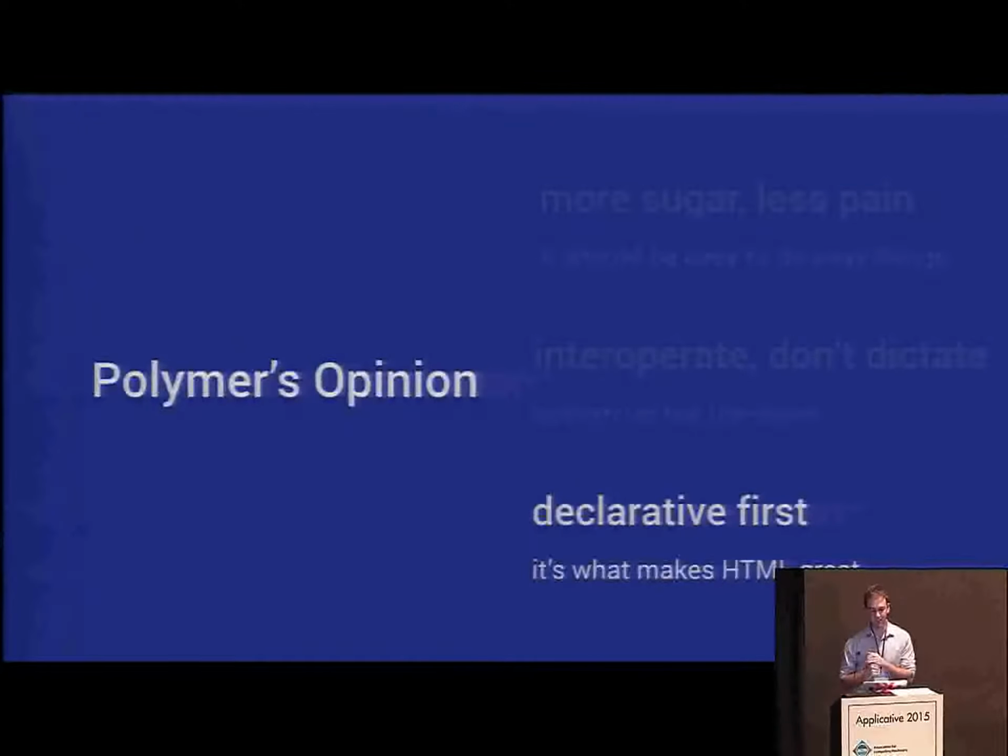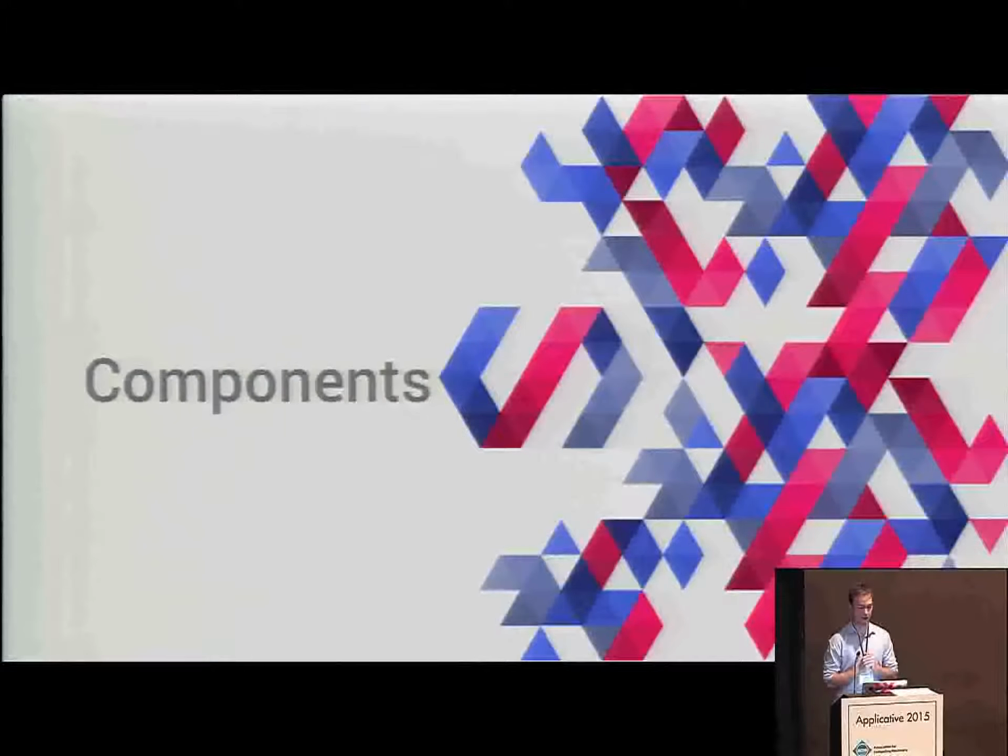So the last piece of Polymer's opinion, I said more sugar, less pain, interoperate, don't dictate. And the final is declarative first. So declarative is what makes HTML great. I can just write markup, and it just works on my page. And so declarative is kind of best expressed through the components that we have built using Polymer. So I mentioned that there were 3 layers that people often confuse with Polymer: the polyfills, the library itself, and the components. The components are not Polymer, but they are built with Polymer. So the Polymer team has built a bunch of components.